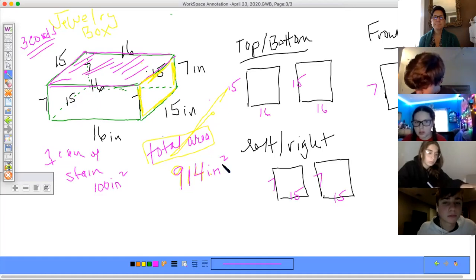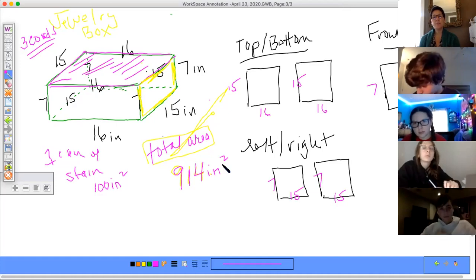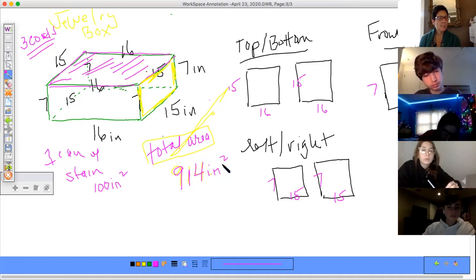Yeah, 1 can is 100 square inches, or inches squared. Right. So if you were to put just 1 coat on, how many cans would you need? Oh, 9. No, you would need at least 9, right? 9 or more. So in other words, your answer of 4 still doesn't make sense, does it? Right. So you want to go back and rethink that, Sammy?